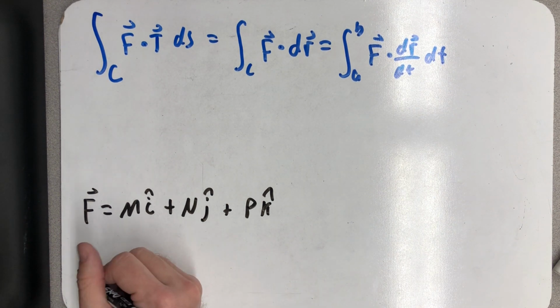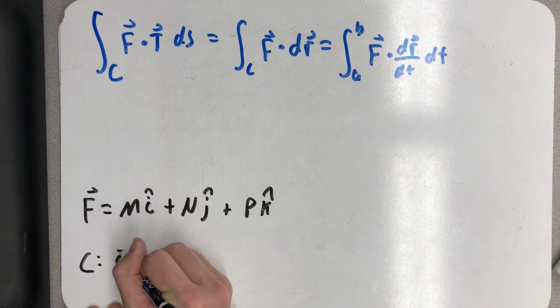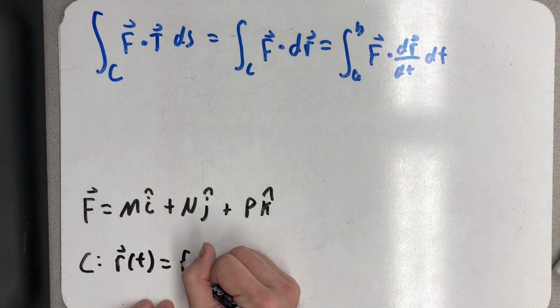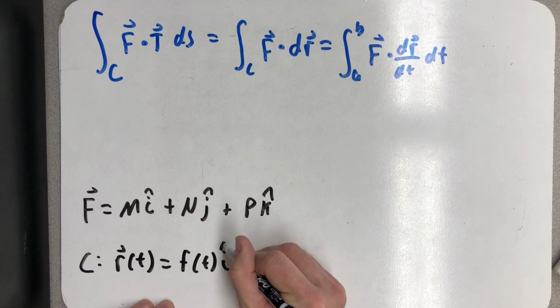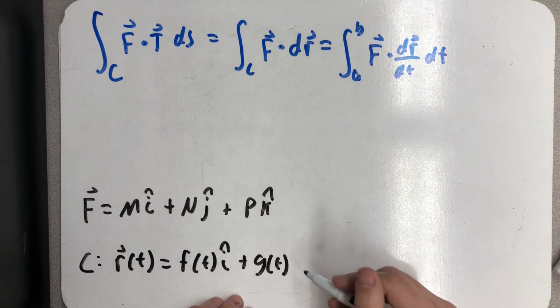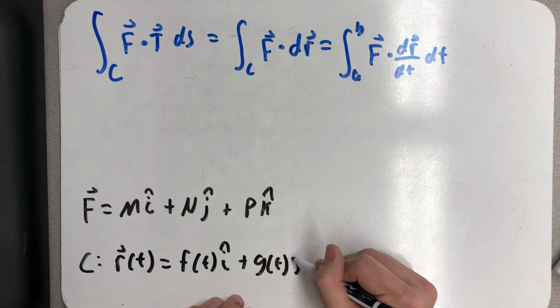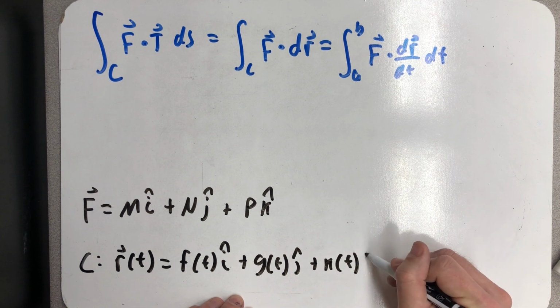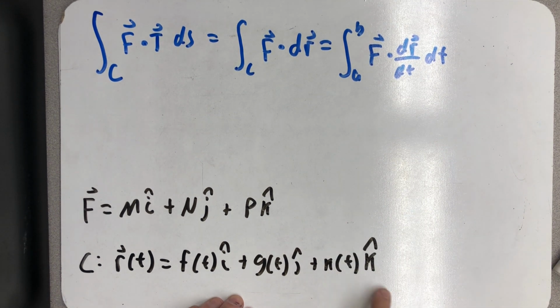And I want to imagine that the path C is given by a vector function with scalar components f, g, and k. And a little bit of notational interest there, because I'm using k with and without a hat, and that's okay, because this is vector k and this is scalar function k.